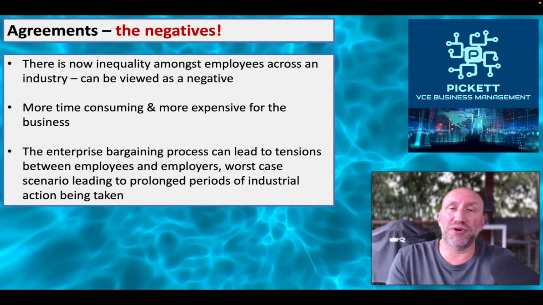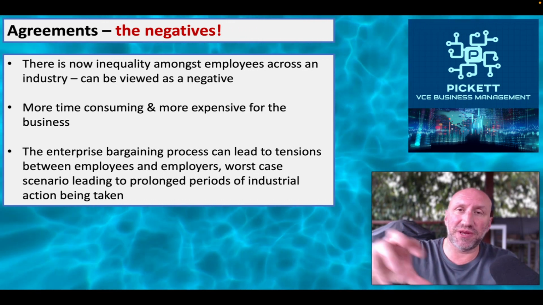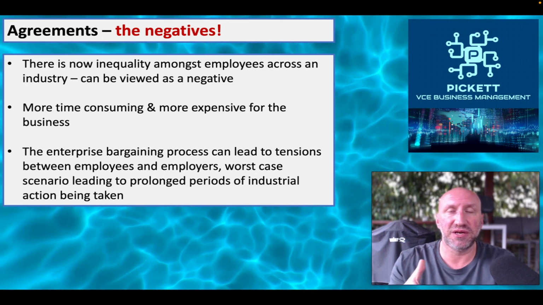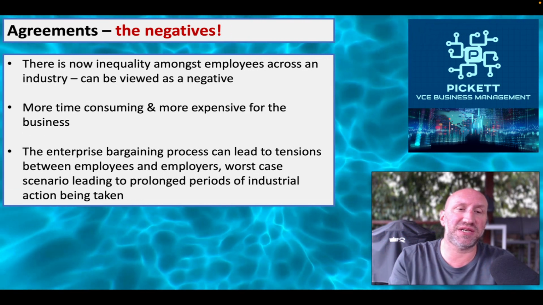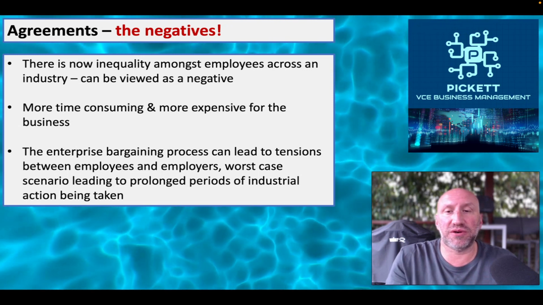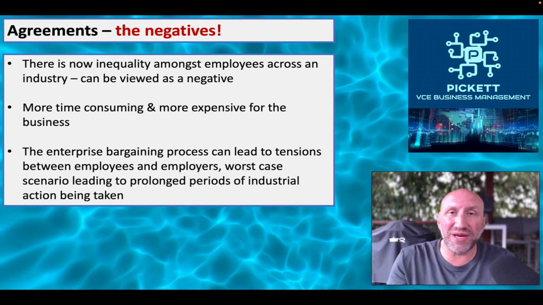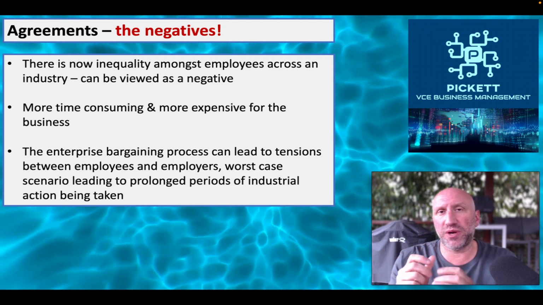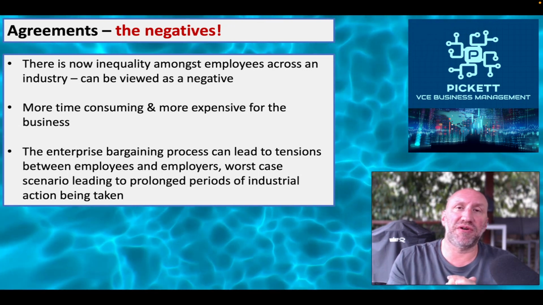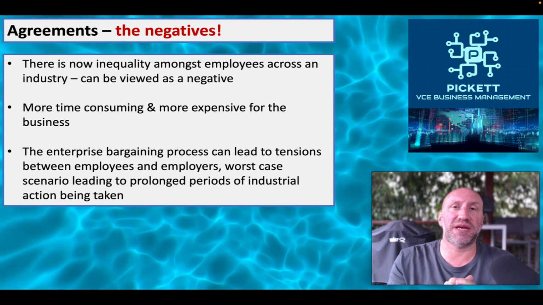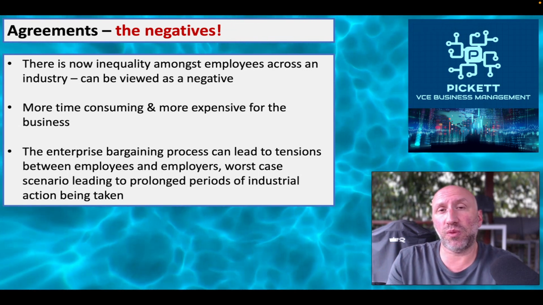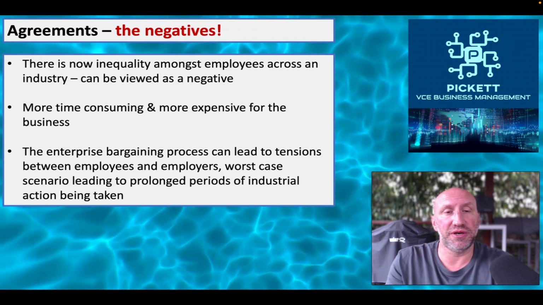More time consuming and more expensive for the business. Again, we're just flipping things around here because now you have to go through this enterprise bargaining process every 4 years, which, like I said, can be a very, very lengthy process. And that process in itself, that bargaining process, can actually lead to a lot of tension between employees and employers. Tension between the bosses and the workers is never a good thing. And in a worst case scenario, that can actually lead to industrial action being taken. And we look at industrial action in the next key knowledge dot point when we look at dispute resolution.